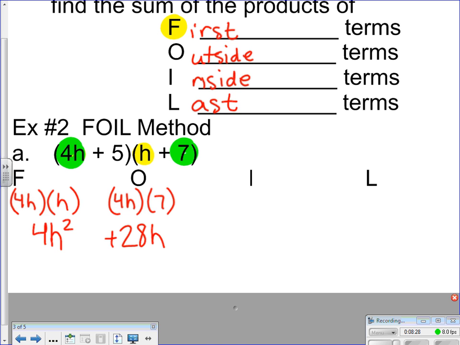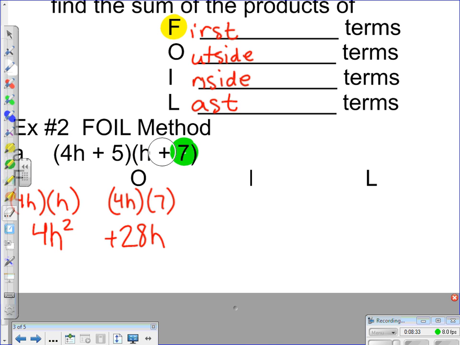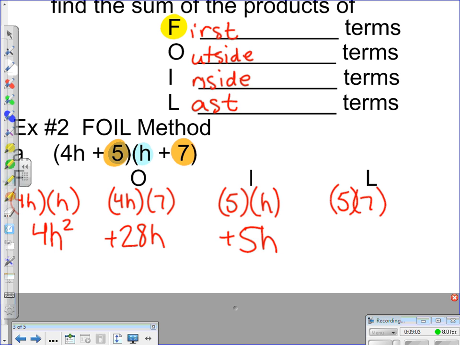Now, the inside is which terms are on the inside. Now, the two that are furthest to the inside are the h and the 5. So 5 times h just makes 5h. And then finally, the last. It's the last term in each parenthesis. 7 is last in the second parenthesis. 5 is last in that parenthesis. So you'd multiply 5 times 7. That's 35.